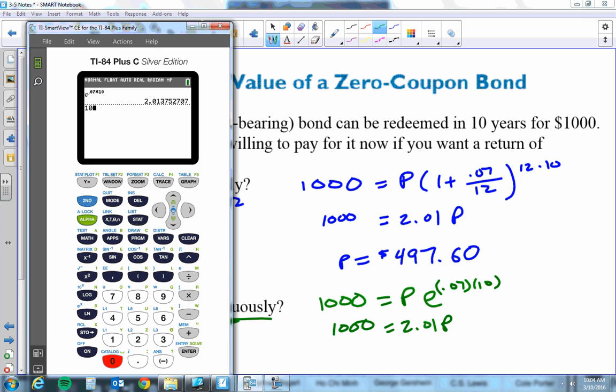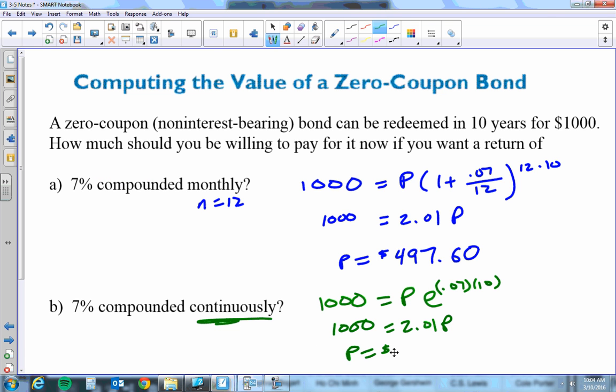If I do 1,000 divided by the last answer, $496.59 this time. And so hopefully it's clear. It required a little bit less money to start with this time because it grows faster if it's continuous.